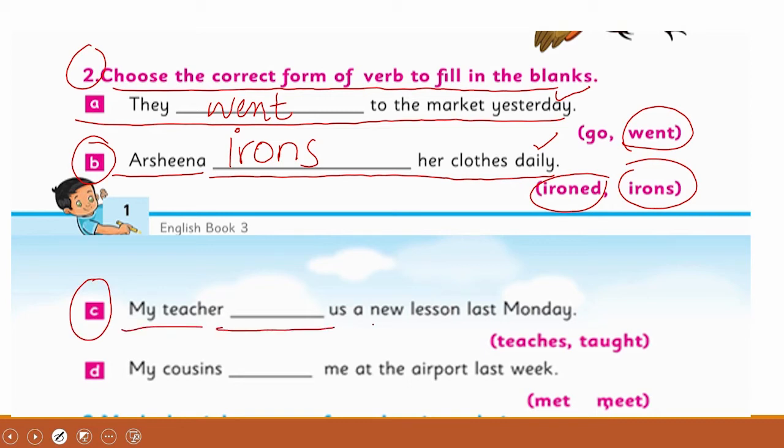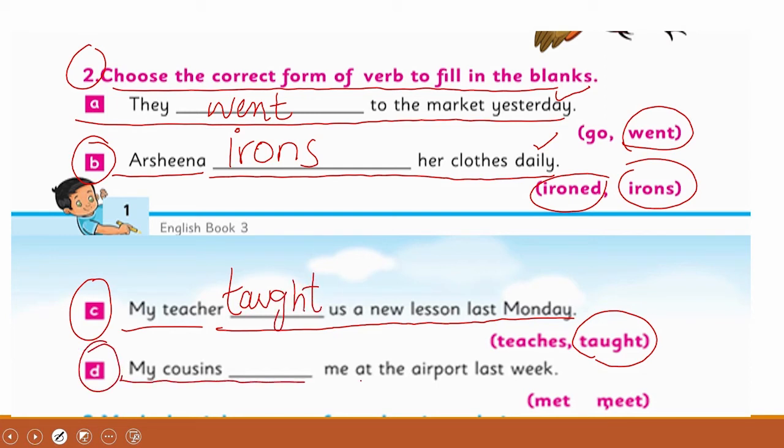My teacher taught us a new lesson last Monday. My teacher taught, because it is about last Monday, so we will write taught. D. My cousins met me at the airport last week. Last week, met, meet. My cousins met me at the airport last week.